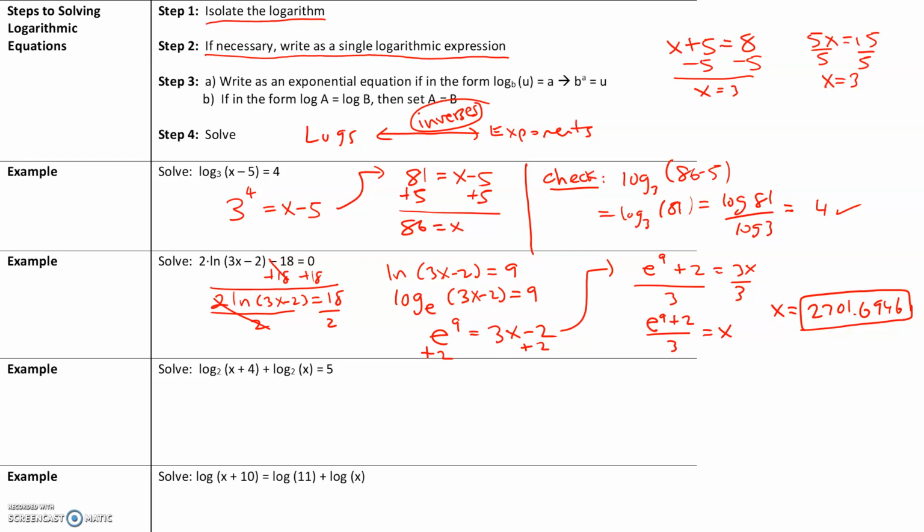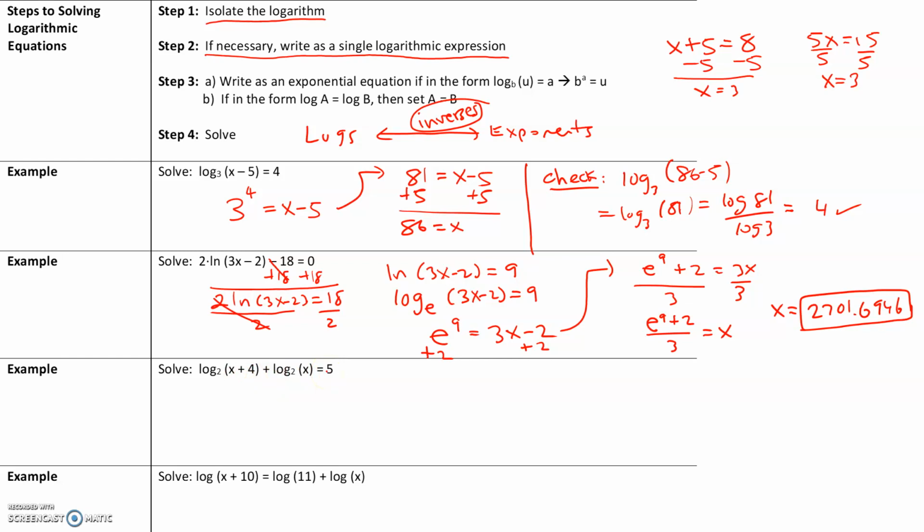Next, we have log base 2 of x plus 4 plus log base 2 of x equals 5. First, isolate the logarithm, so all the logarithms are on one side. We're good with that. Second step, write as a single logarithmic expression. Before we can take an exponent of the logarithm, we need to write this logarithm on the left side as one log and not two separate logs.